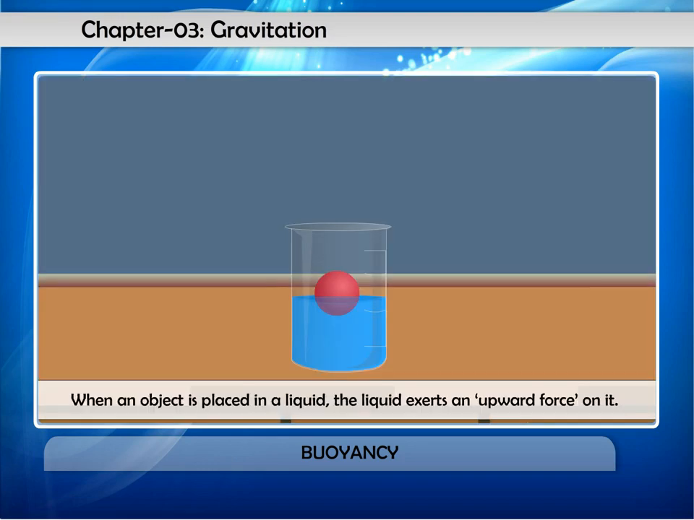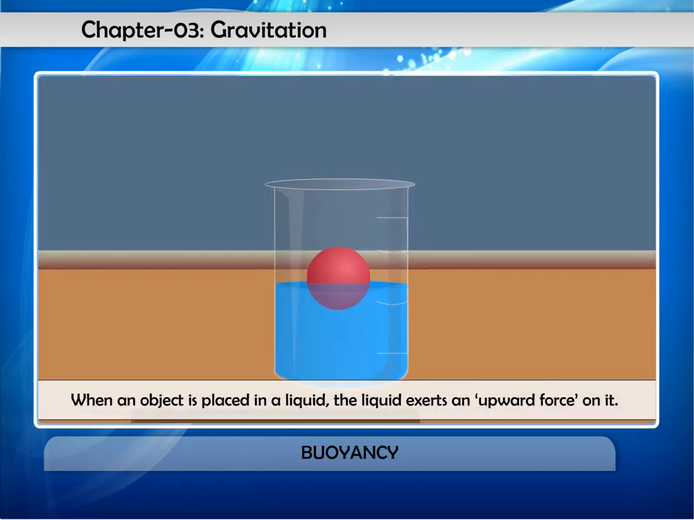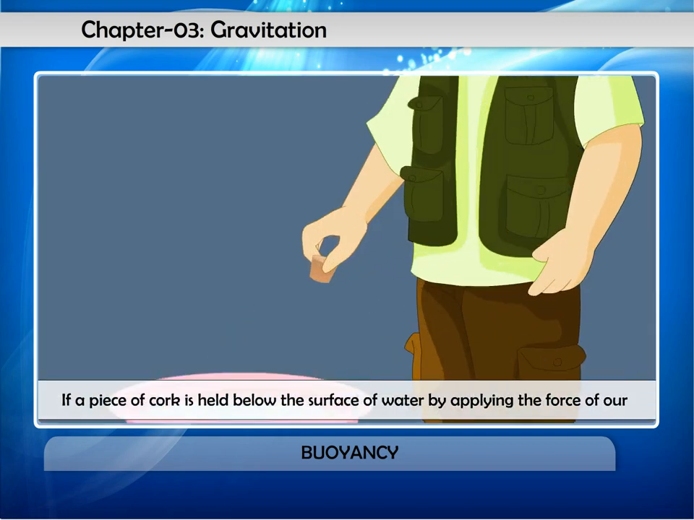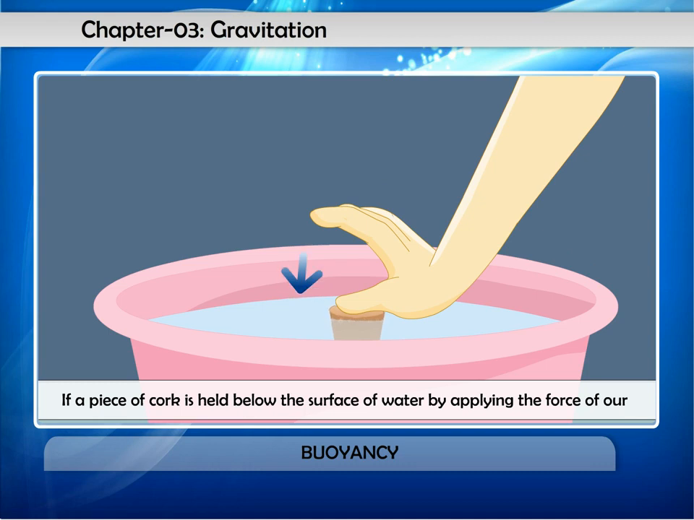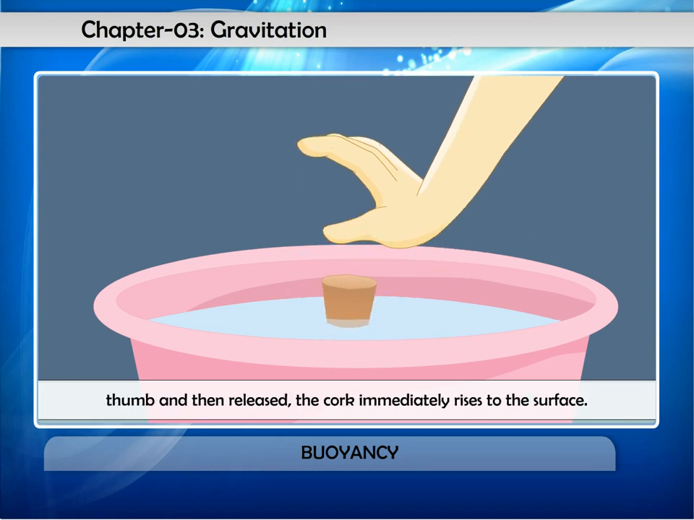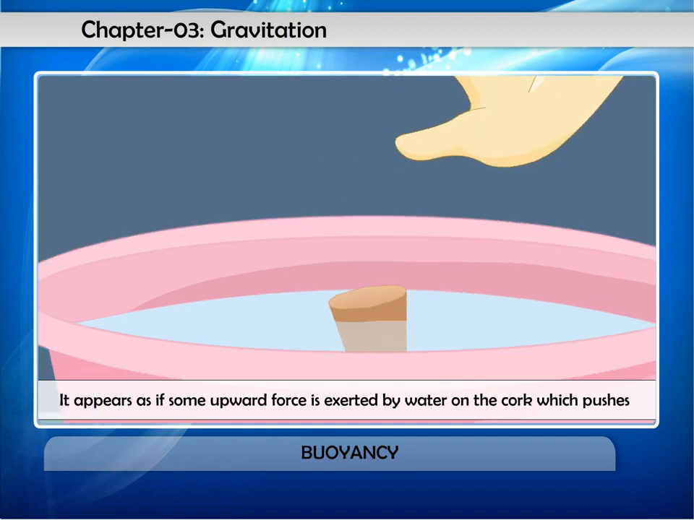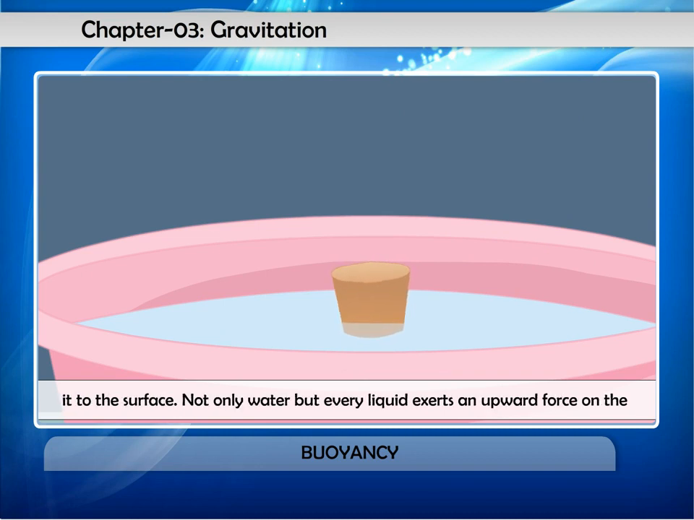Buoyancy. When an object is placed in a liquid, the liquid exerts an upward force on it. If a piece of cork is held below the surface of water by applying the force of our thumb and then released, the cork immediately rises to the surface. It appears as if some upward force is exerted by water on the cork, which pushes it to the surface.